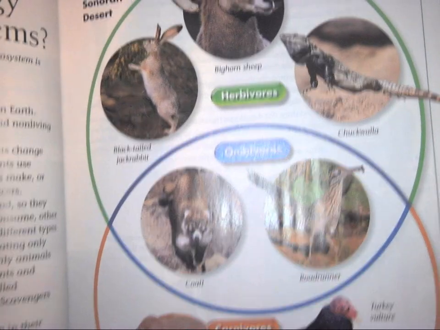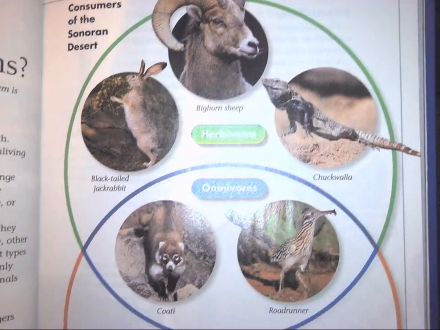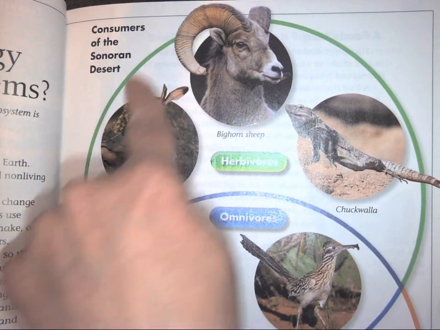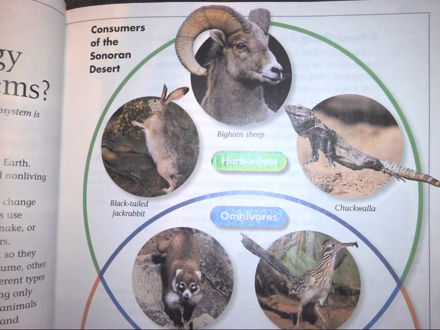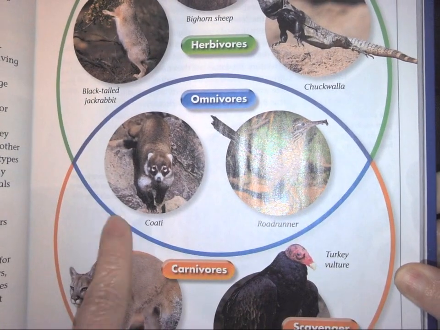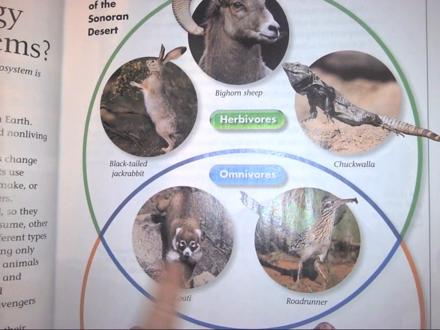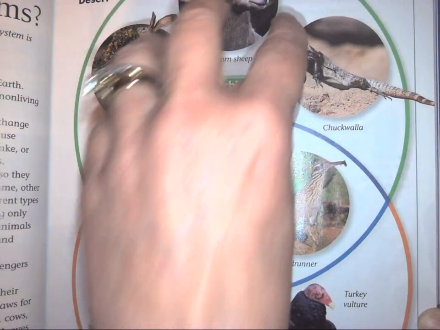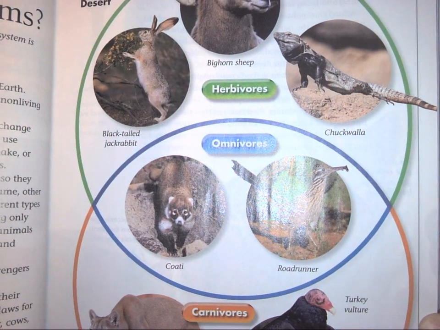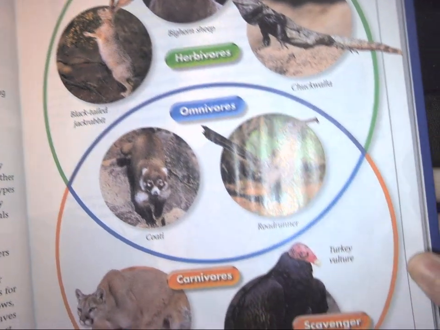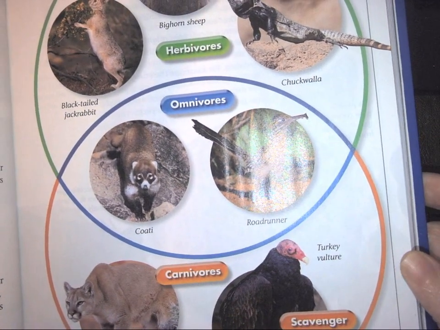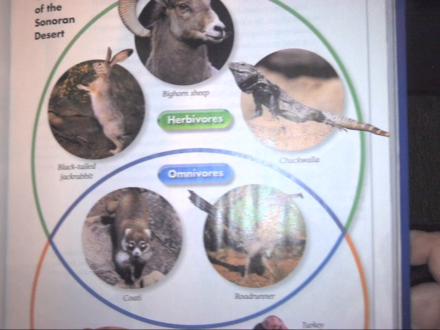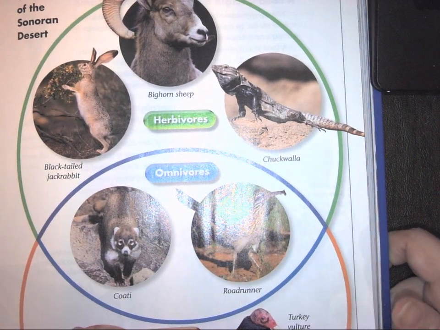So if we look over here, what we have is consumers of the desert. In the consumers of the desert, we see that we have our herbivores over here. We have our carnivores down here. And then our omnivores are in the middle because they're both herbivores and carnivores. They eat both the meat, or the plants and the meat. So we have the mountain lion that's a carnivore. We've got the turkey vulture that's a scavenger. You've got a bunch of herbivores up here. And then these two that will eat both plant and animal.